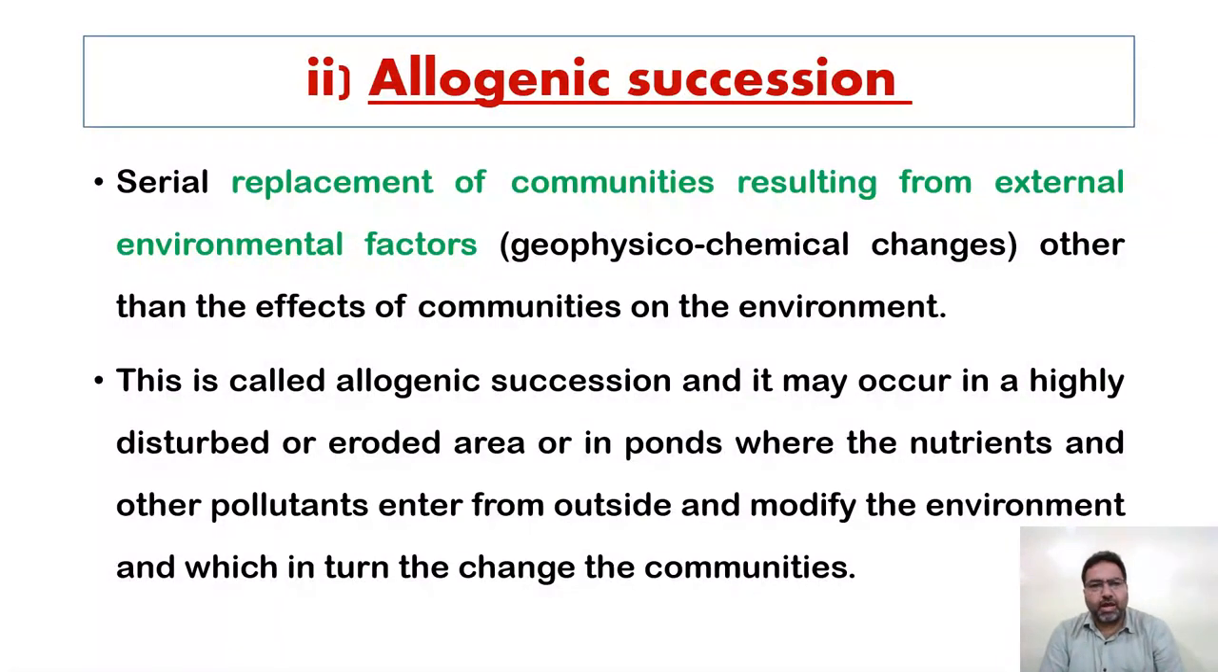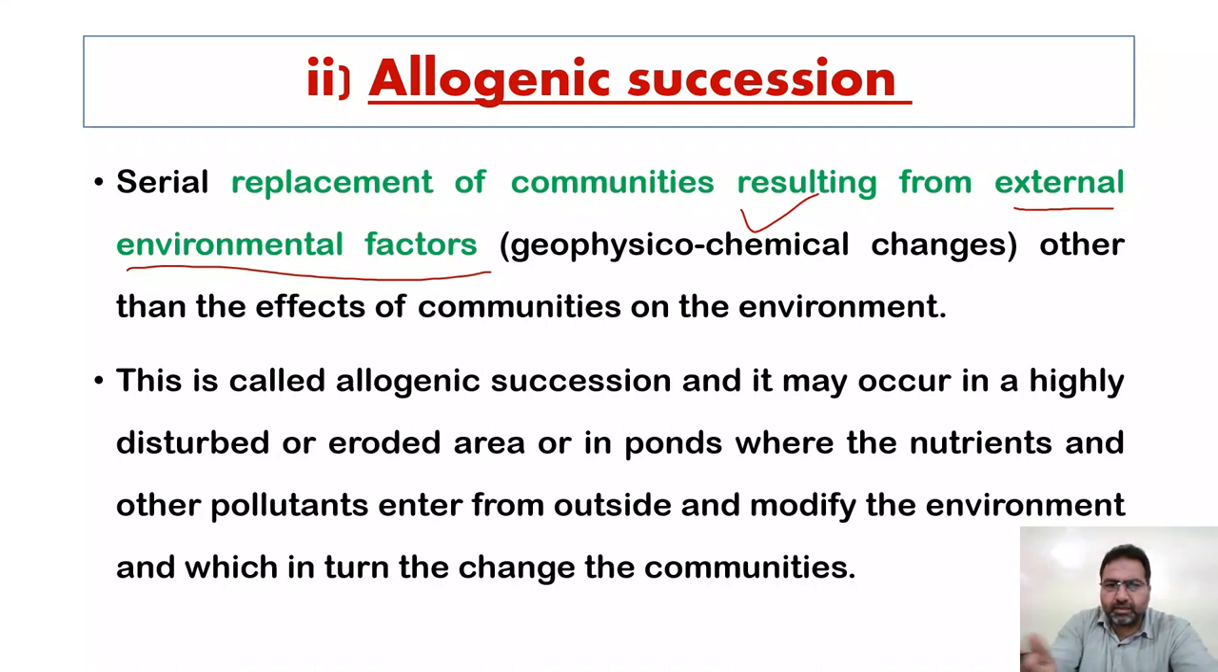Then we do have the allogenic succession. When we say serial replacement of communities, that is, serial replacement of communities resulting from external environmental factors. So they are not responsible themselves, but the external factors are responsible for the replacement of the community. Such a kind of succession is called the allogenic succession, such as geochemical changes or other than the effects of the communities on the environment.